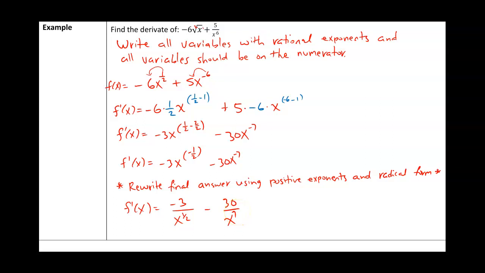Okay, but finally, we can't have a rational exponent in our final answer. So we're going to convert that back into radical form, which is -3 over radical x minus 30 over x to the 7th. And please remember to come to class prepared with your questions.